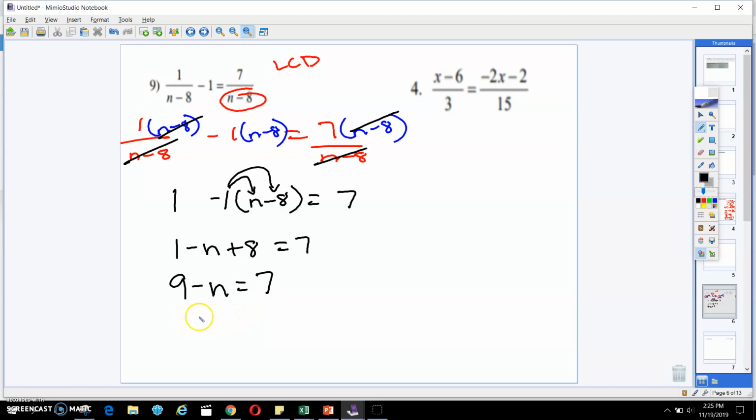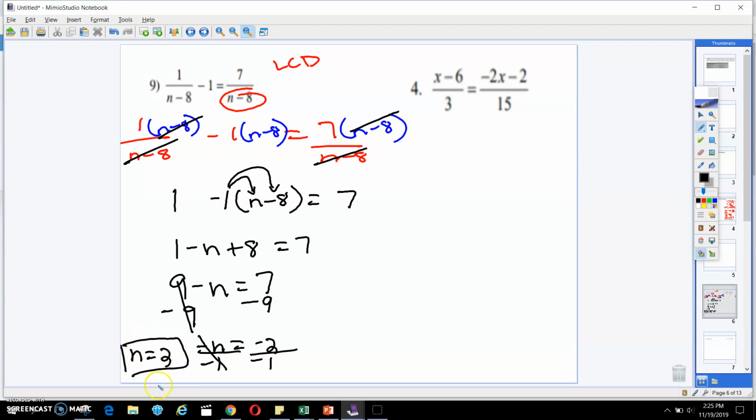And then I'm going to move my numbers on one side, letters on the other. So I'm going to subtract 9 from both sides. That'll give me negative n equals negative 2. But that n isn't still by itself, so we're going to divide by a negative 1 on both sides. And so n will equal 2.